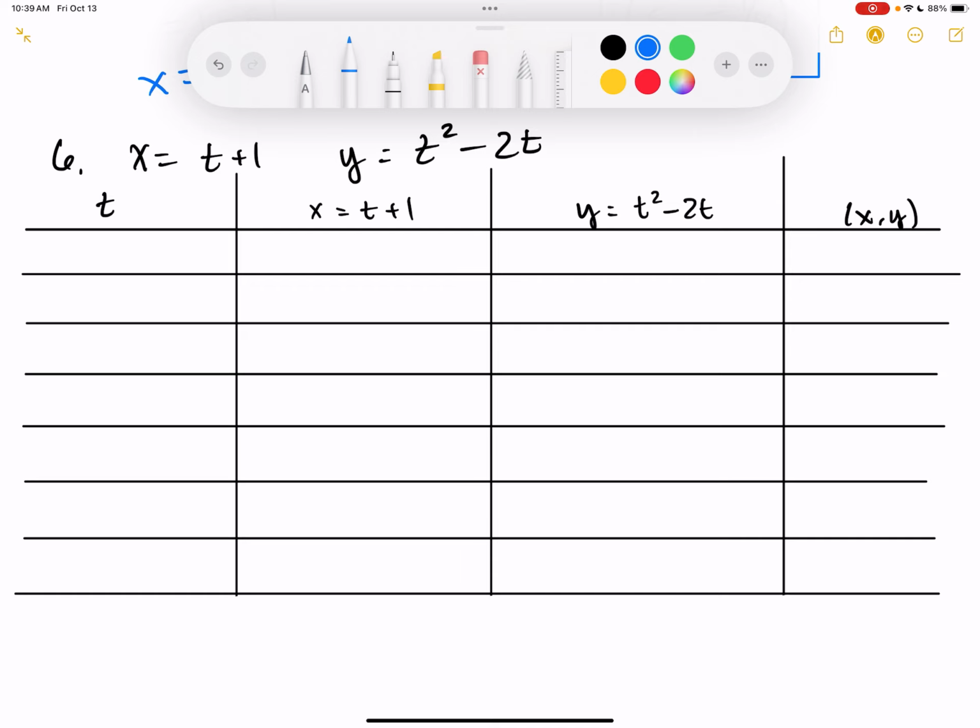All right, so the numbers they told us to plug in for t were -3, -2, -1, 0, 1, 2, and 3. So now we're just plugging each of those numbers in for t. I'm going to do all the x's, and then I'll do all the y's, and then we'll make the ordered pairs. So negative 3 plus 1 is negative 2. Negative 2 plus 1, negative 1. Negative 1 plus 1 is 0. 0 plus 1 is 1. 1 plus 1 is 2. 2 plus 1 is 3. 3 plus 1 is 4.